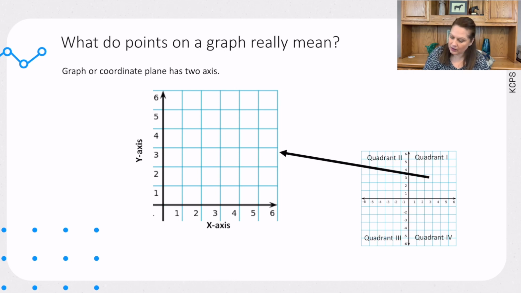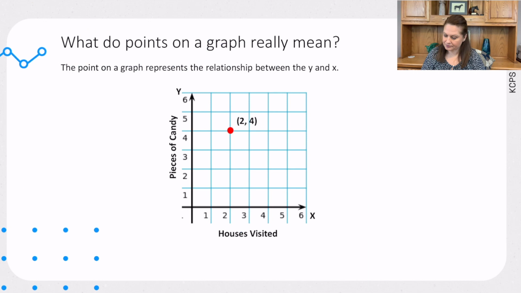You'll also notice that our x is horizontal. This is for all quadrants, not just quadrant 1. And our y is vertical. Now, that tells us something about our points. When we look at that graph, we'll use our point 2, 4. We have a proportional relationship between the number 2 and the number 4.